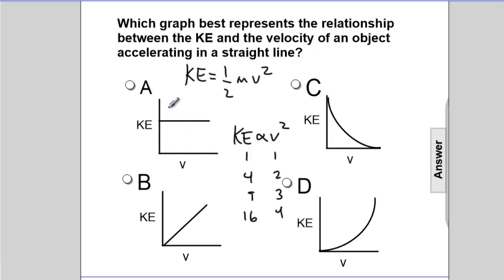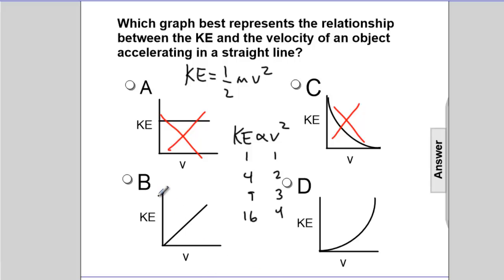First of all, this one's impossible because as you increase velocity, kinetic energy does not stay the same. Goodbye. And we made an assumption that you're going to speed up, so when velocity increases, kinetic energy does not go down. That's impossible. So it leaves us with 2 possible graphs, graph B and graph D.